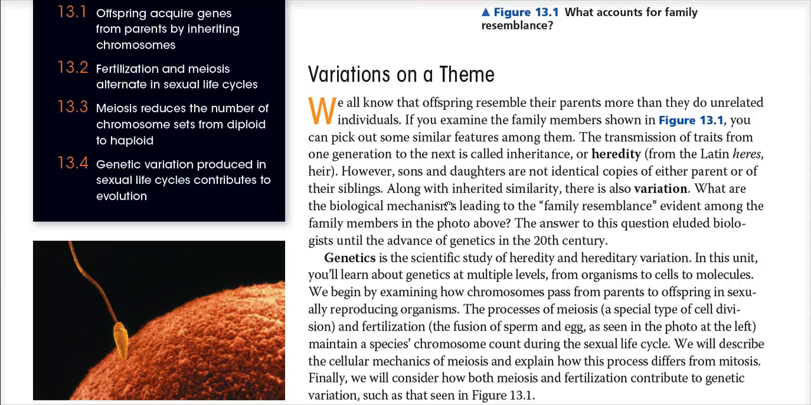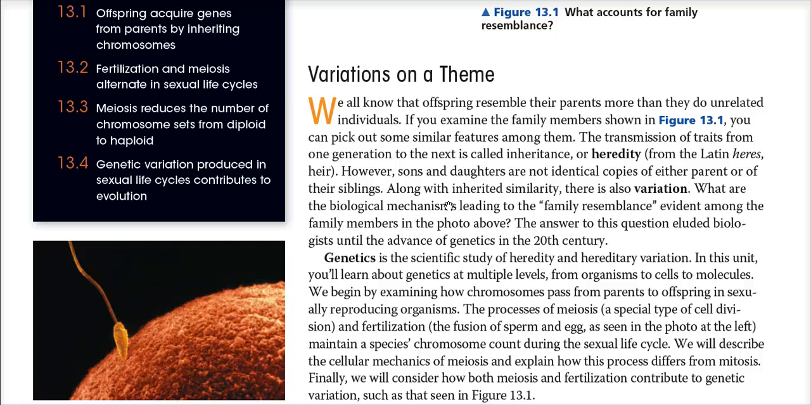Well, we read the paragraph. First of all, we see some things in bold. Okay, so the question, and I know you can read, but since I'm just trying to show you how we do this, I'm going to read with you. We all know that offspring resemble their parents more than they do unrelated individuals. If you examine the family members shown in figure 13.1, okay, now I know the wording in the beginning is a little different than what you have, but just stay with me. You can pick out some similar features among them. The transmission of traits from one generation to the other is called inheritance or heredity.